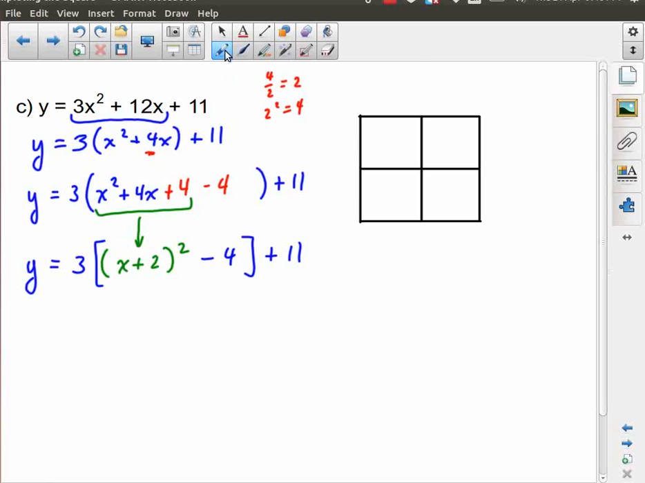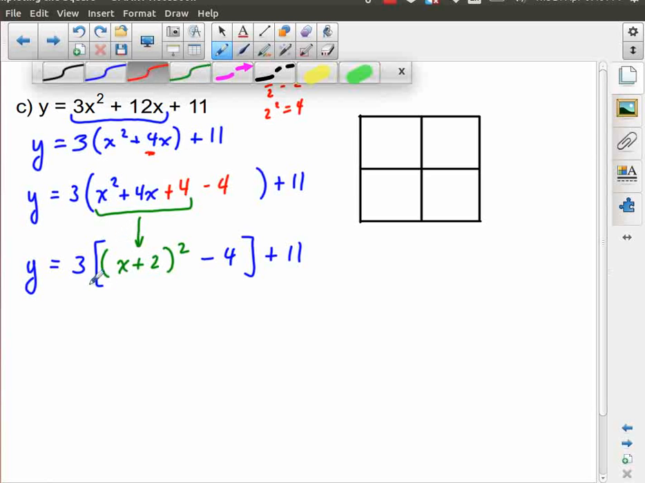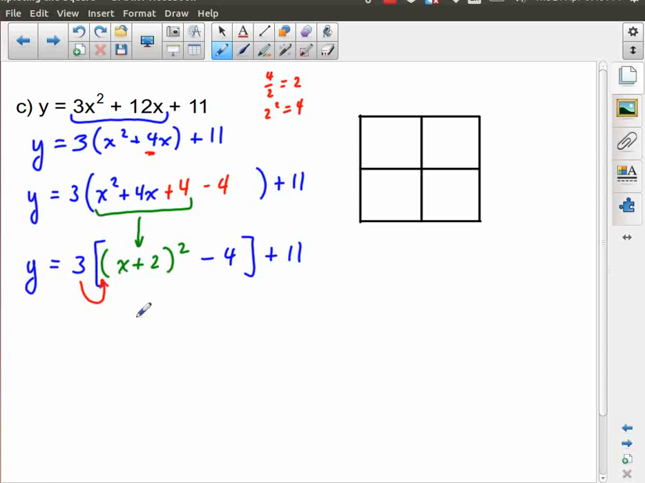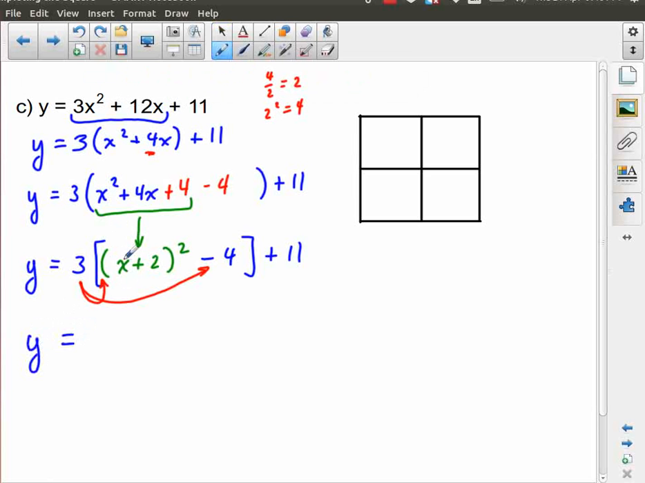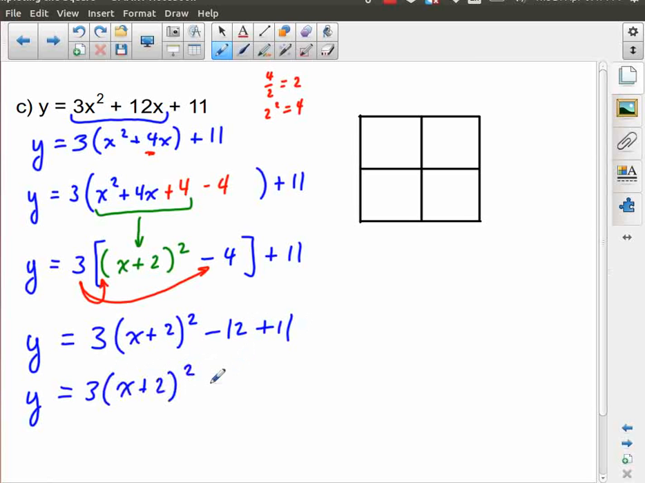And now what I'm going to do is multiply this 3 in front of that bracket, and I'm also going to multiply the 3 times that negative 4. So we get y equals 3 times this bracket. I'm not expanding this bracket, I'm just getting this coefficient in front of it because I'm looking for vertex form. x plus 2 all squared. 3 times this bracket, 3 times this bracket. 3 times negative 4 is negative 12, and then we have a plus 11. And last step, simplify. y equals 3 times (x plus 2) all squared, and minus 12 plus 11 is minus 1.